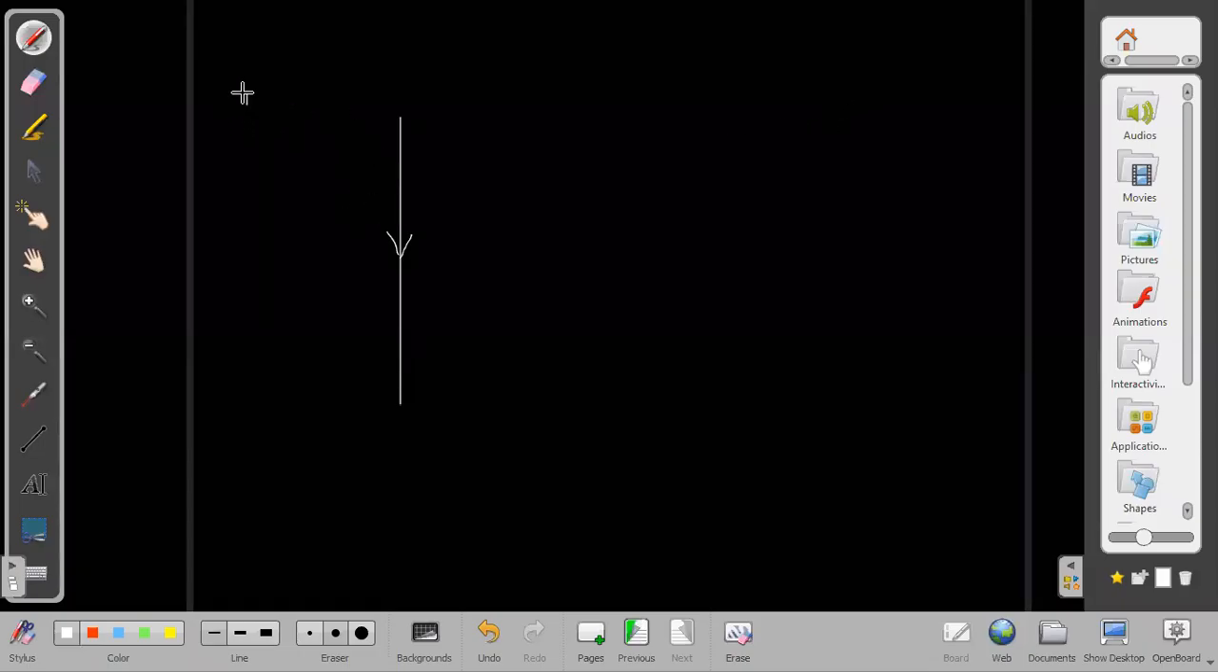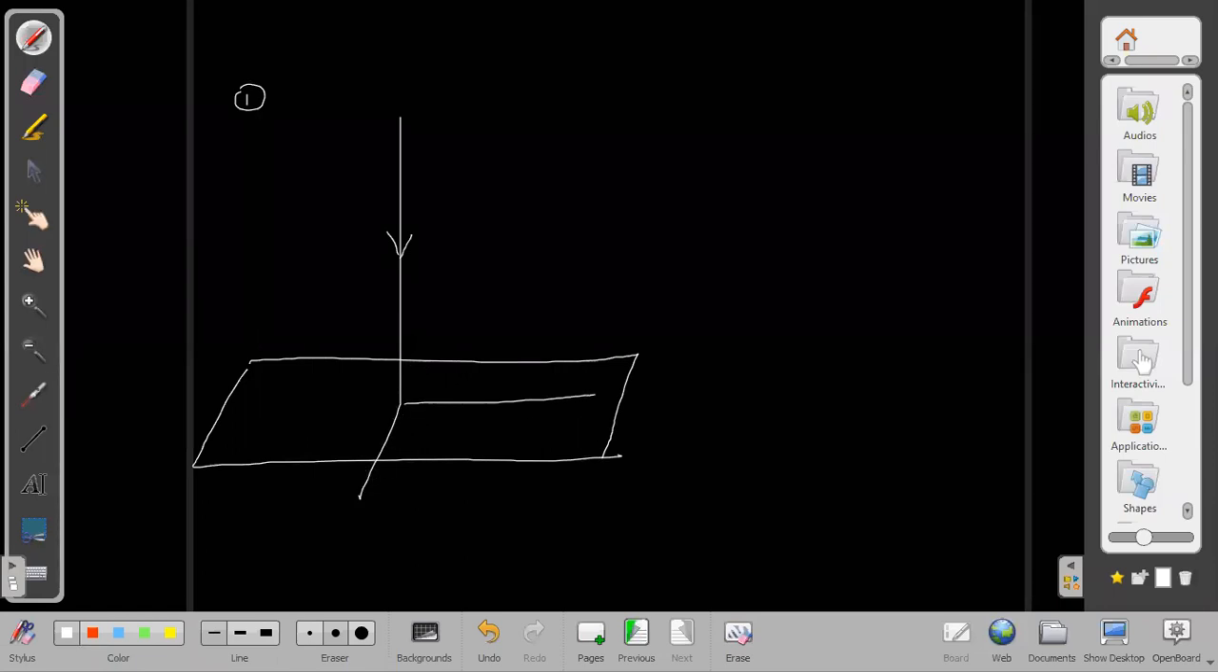Let us see this sum. Here, the current is coming from the y-axis and then spreading onto the xz plane. Coming from the y-axis and spreading onto the xz plane.